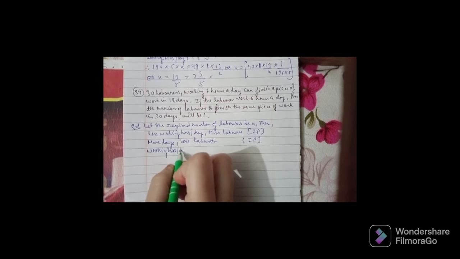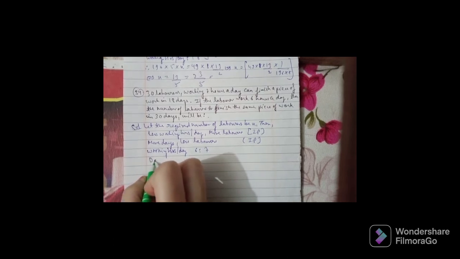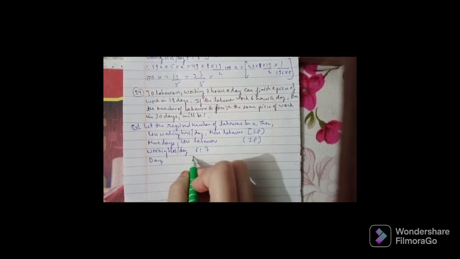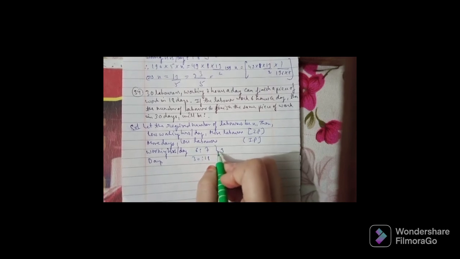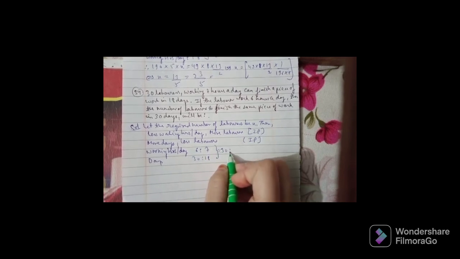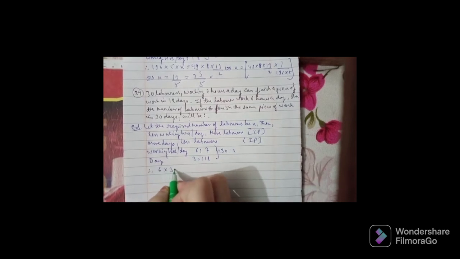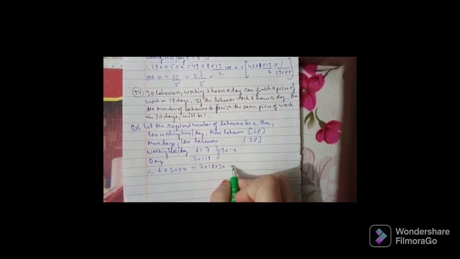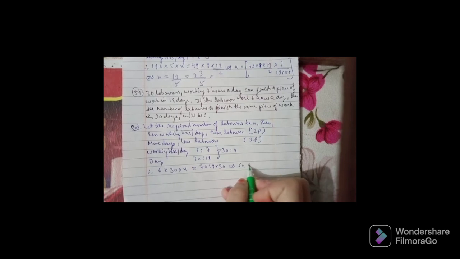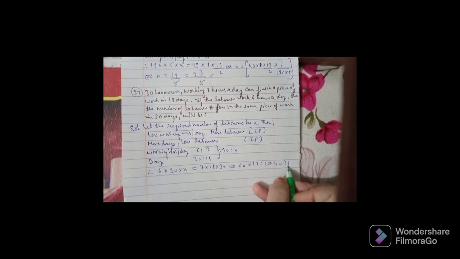Working hours per day, that is 6:7. The days 30:18 and 30:x. So it will be 6 into 30 into x equals 7 into 18 into 30, which will give you 6x equals 126. That is x equals 21.